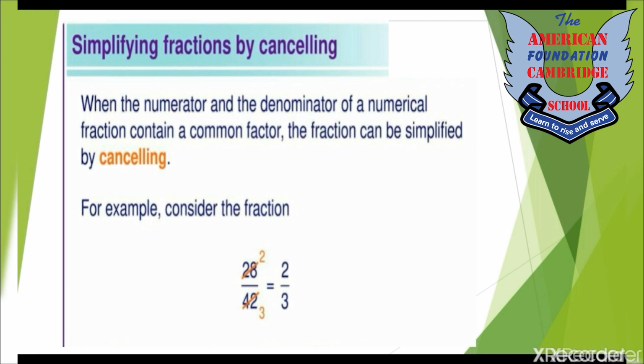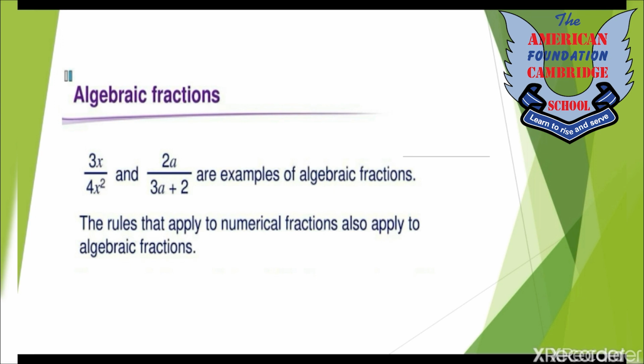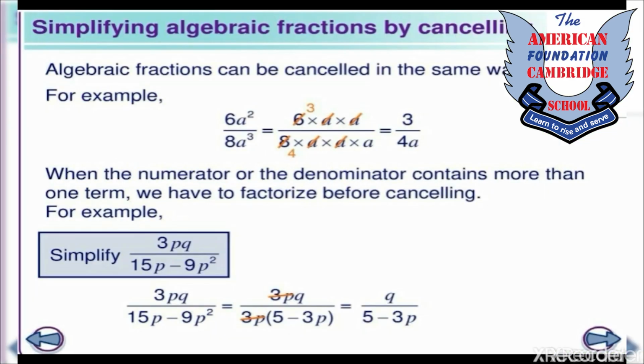In numerical fractions, you deal only with numbers. In algebraic fractions, you are going to deal with algebraic terms and algebraic expressions. This means variables and powers will be involved along with numbers. Here you can see two examples of algebraic fractions, 3x upon 4x square and 2a upon 3a plus 2. The rules that apply to numerical fractions also apply to algebraic fractions. Algebraic fractions can be cancelled in the same way.